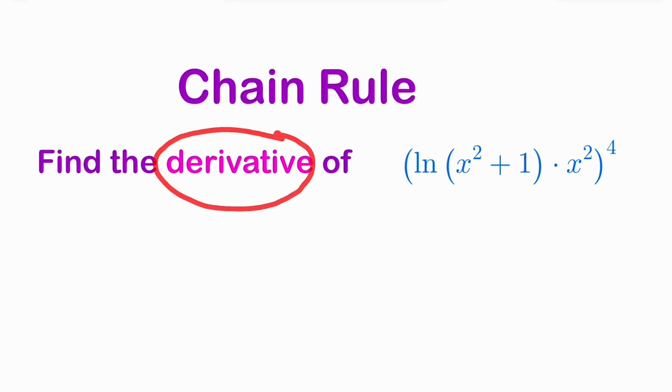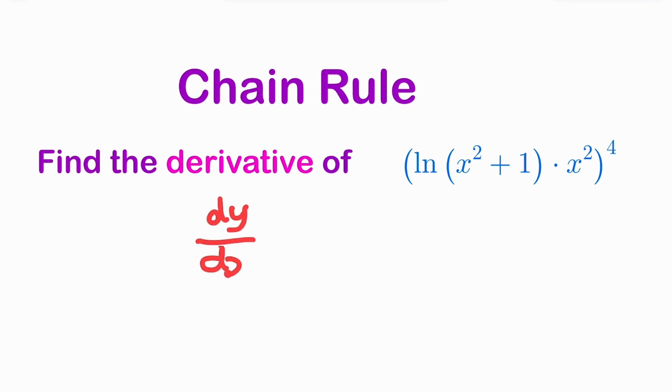We're asked to find the derivative of this expression here. That just means dy by dx, assuming that this is y. Now, it looks like this is a function of a function that consists of a product of a function of a function. So it looks like we're going to use the chain rule and the product rule.